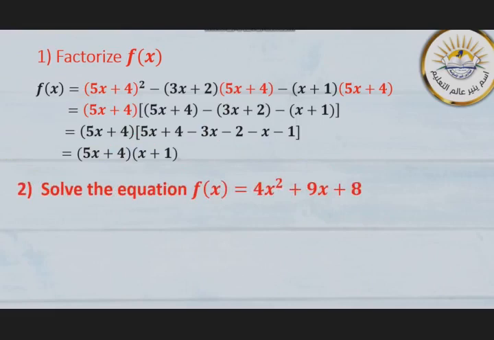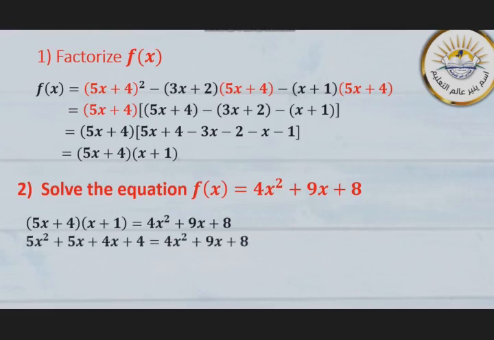2. Solve the equation f of x is equal to 4x squared plus 9x plus 8. If f of x is equal to (5x plus 4) times (x plus 1), the answer that we got previously, it is equal to 4x squared plus 9x plus 8. First of all, we have to expand the answer we got previously. So 5x squared plus 5x plus 4x plus 4 is equal to 4x squared plus 9x plus 8.